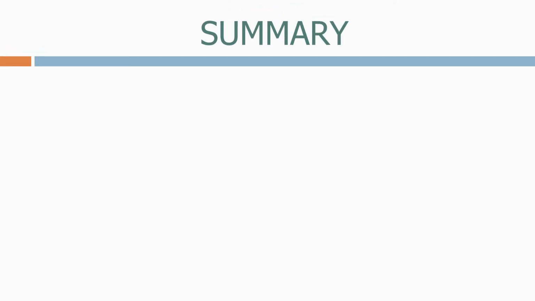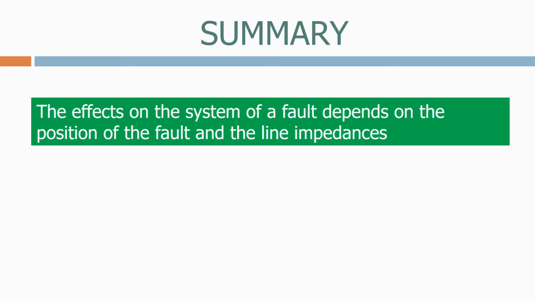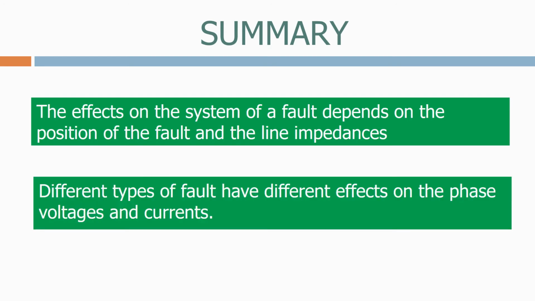Let's summarize what we've learned today. The effects on the system of a fault depend on the position of the fault and the line impedances. Different types of fault have different effects on the phase voltages and currents. You should now understand how the different fault types affect the currents and voltages on the network. This is a key section, so please do not hesitate to go back and do parts again if something doesn't make sense. I have attached some questions on today's section to test your knowledge.